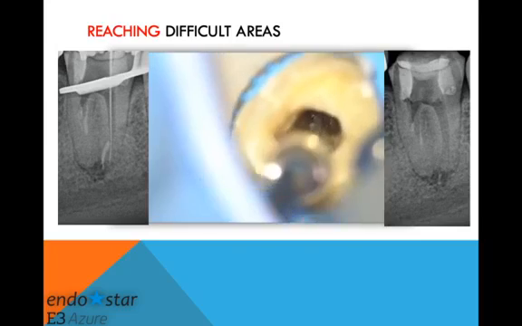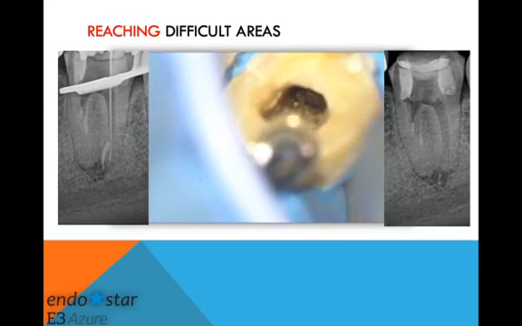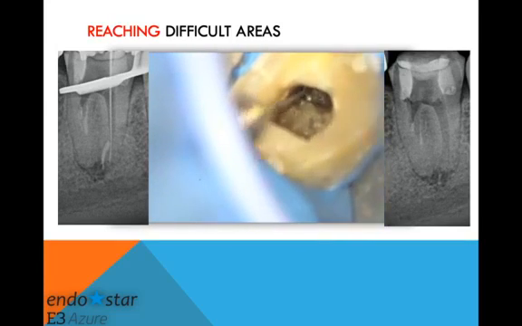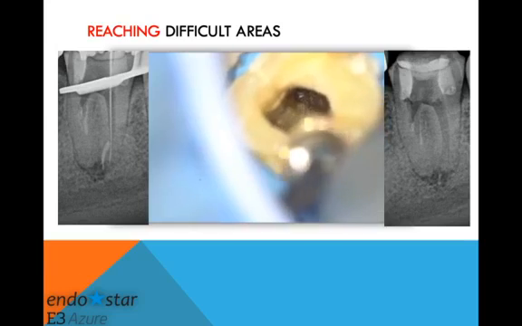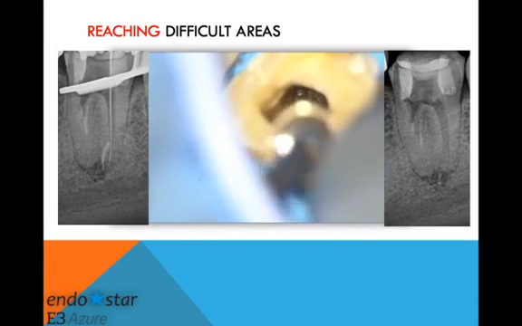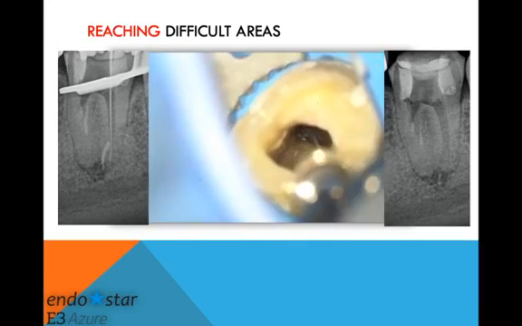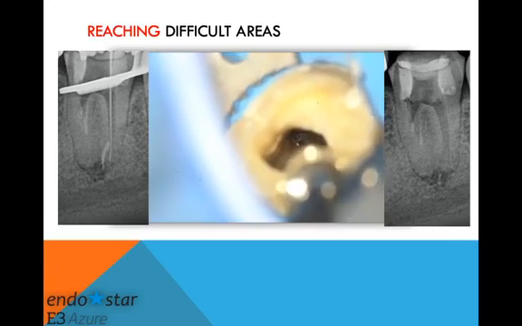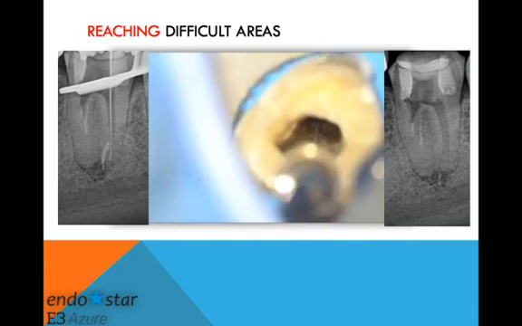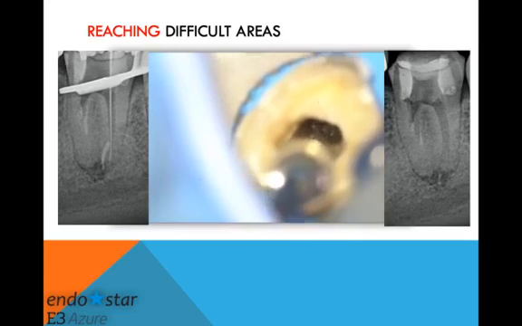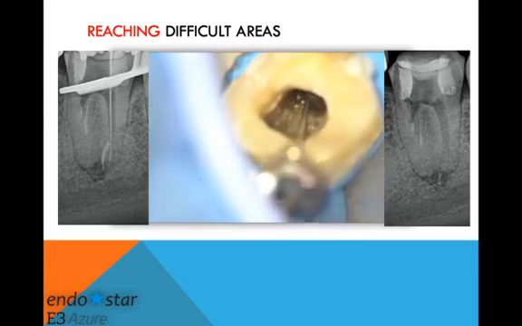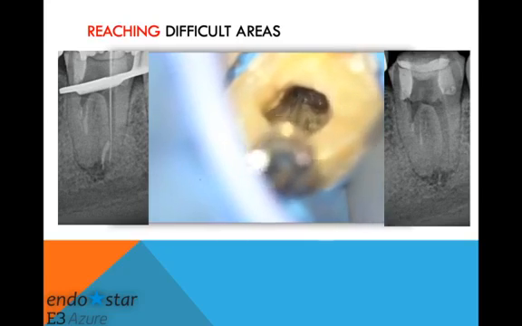No matter how much I tried to pre-curve my K file and H file, the gutta-percha was just not budging. Eventually, with the help of an ultrasonic tip, as you can see, I pre-curved the ultrasonic tip and tried to negotiate the mesial split. As you can appreciate in the X-ray on the right hand side of your screen, the entire gutta-percha is out now.